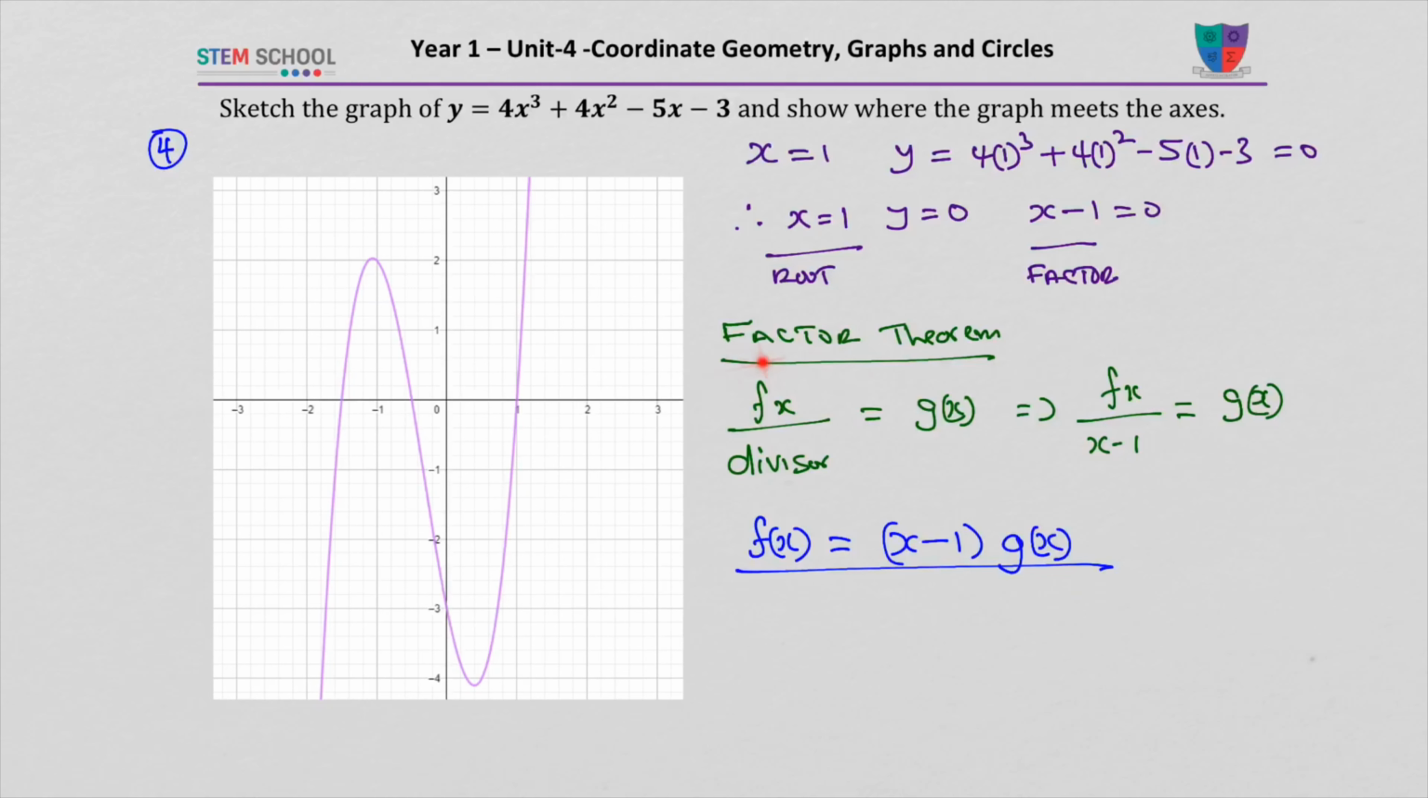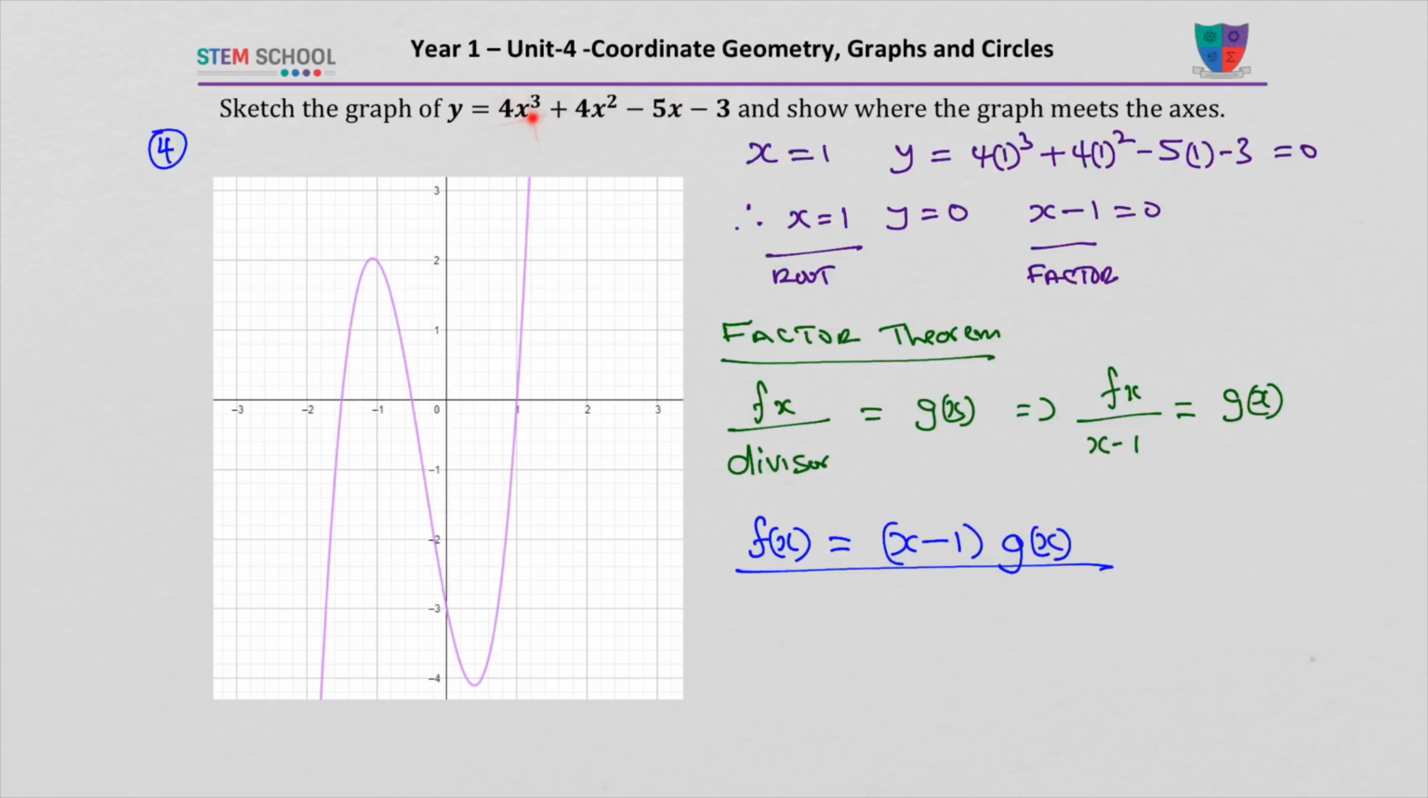For the factor theorem, if you have a function f(x), which is y, and you divide it by a factor you know, that factor is called the divisor, and then you get a quotient. So g(x) is the quotient. So f(x) divided by x minus 1 equals g(x), and multiplying both sides by x minus 1, f(x) equals x minus 1 times g(x).